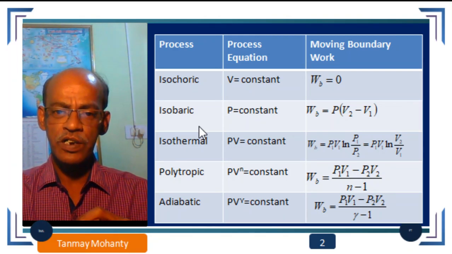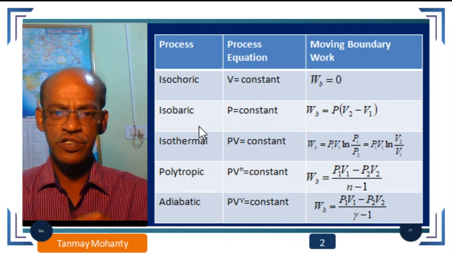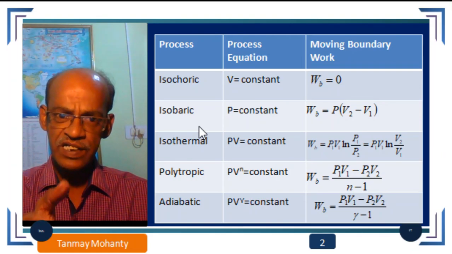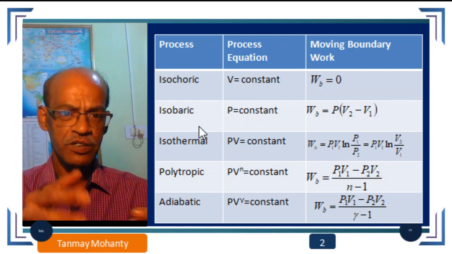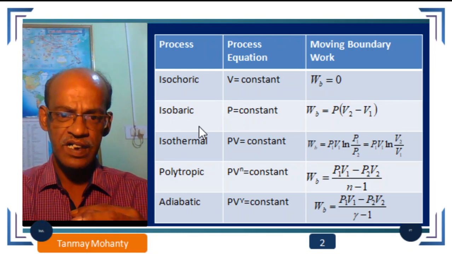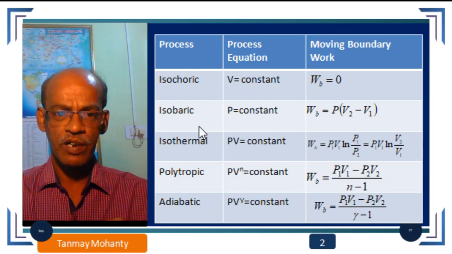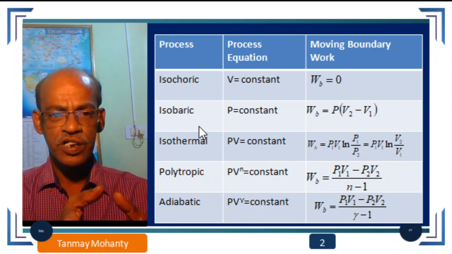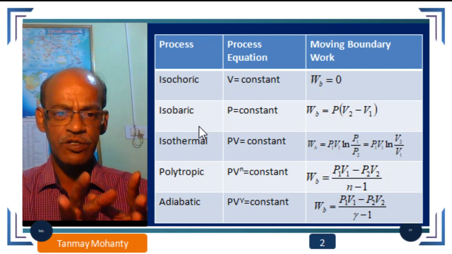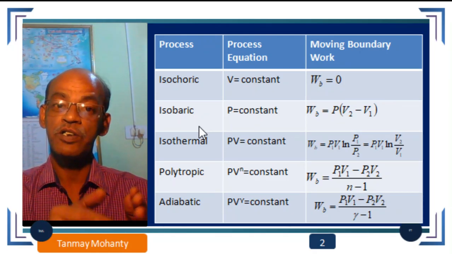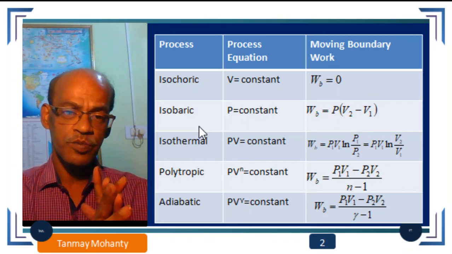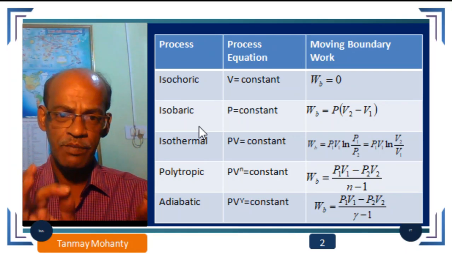There is a process called polytropic process, which is a generalized process where process equation is PV to the power n equal to constant. N is called polytropic index. There, the moving boundary work formula we have derived, that is P1 V1 minus P2 V2 divided by n minus 1. For adiabatic process, the equation is almost similar to your polytropic process, that is PV to the power gamma equal to constant, where gamma is adiabatic constant 1.4. There the work done formula is P1 V1 minus P2 V2 by gamma minus 1.